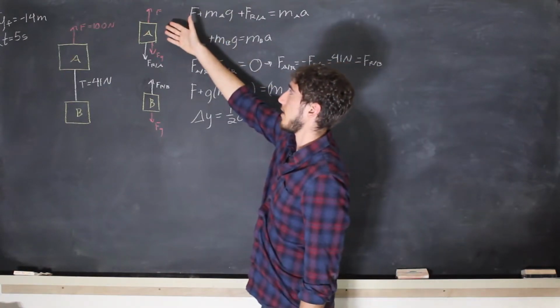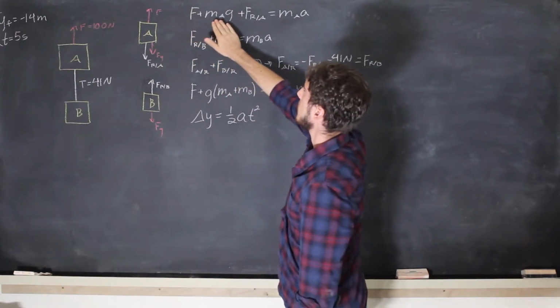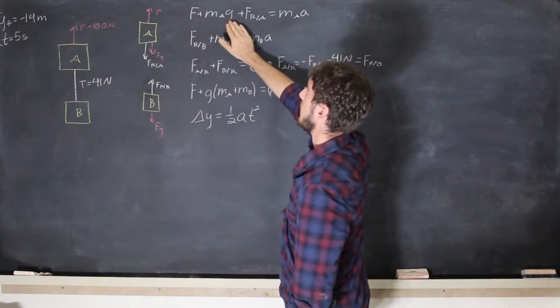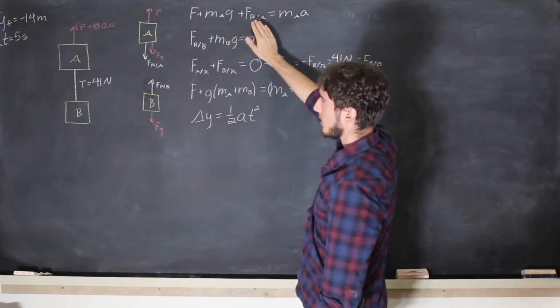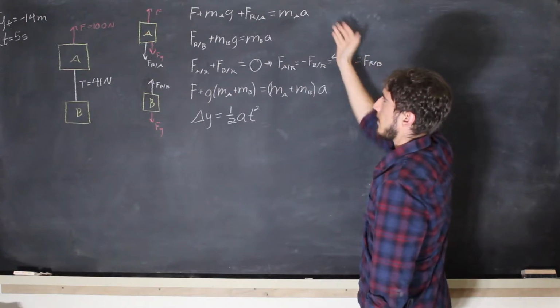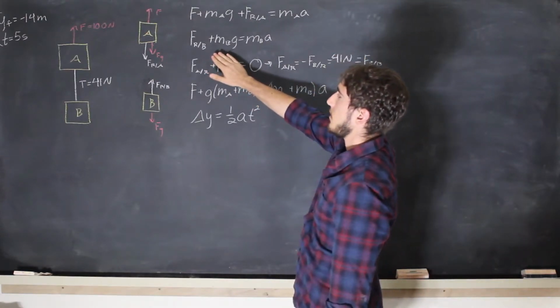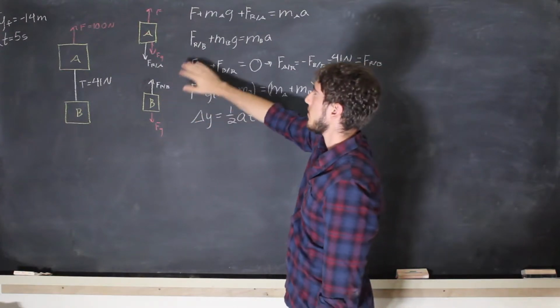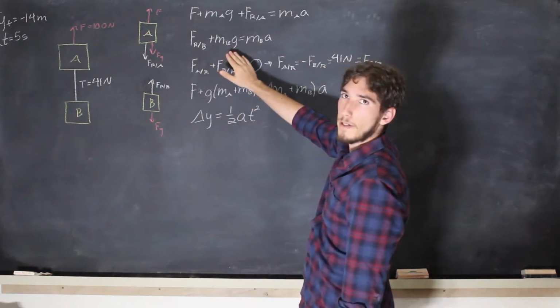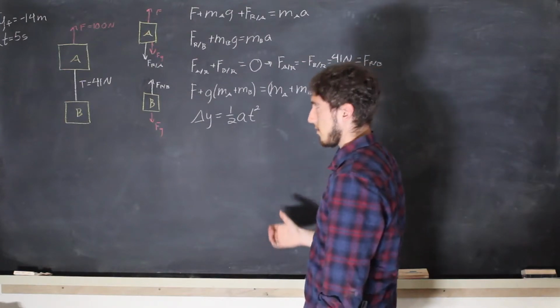For the free body diagram for body A, we have the force plus the mass of A times gravity plus the force that the rope exerts on A, and it's going to be equal to the mass of A times the acceleration of the system. We have the force that the rope exerts on B for this free body diagram, plus the mass of B times gravity. It's going to be equal to the mass of B times the acceleration of the system.